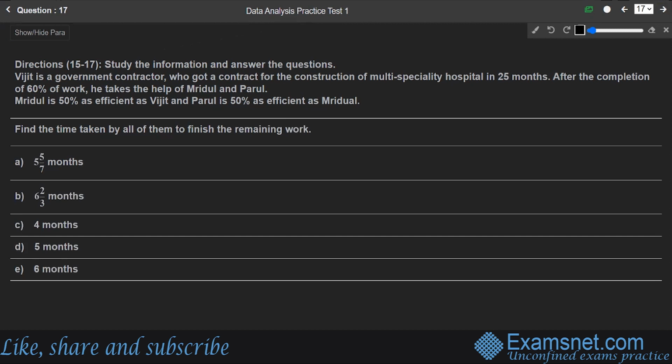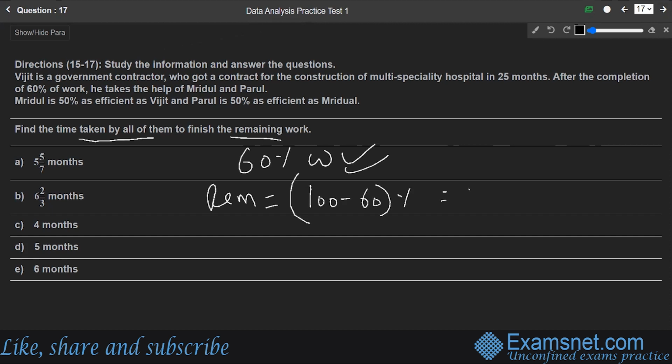Now, find the time taken by all of them to finish the remaining work. Okay, so we need to see how much work is done. 60% of work is finished. So how much is the remaining work? Obviously, remaining work is 100 minus 60%. That is nothing but 40% of work is still left out.